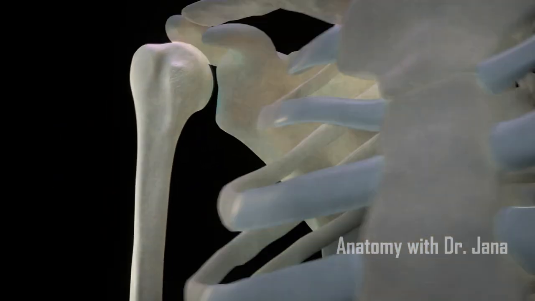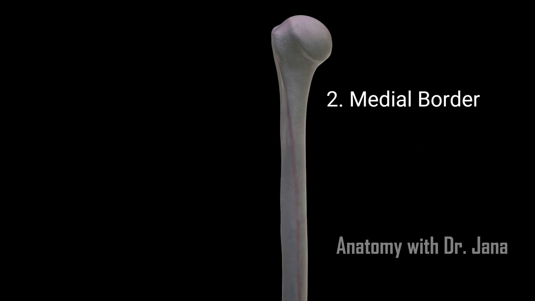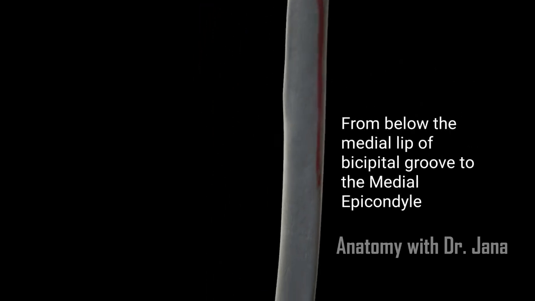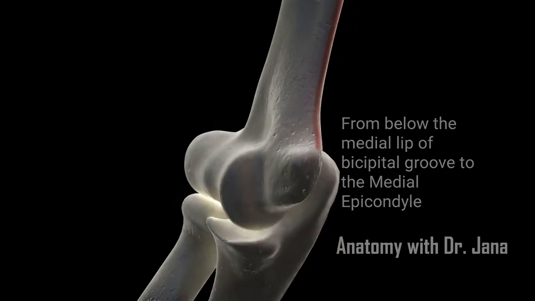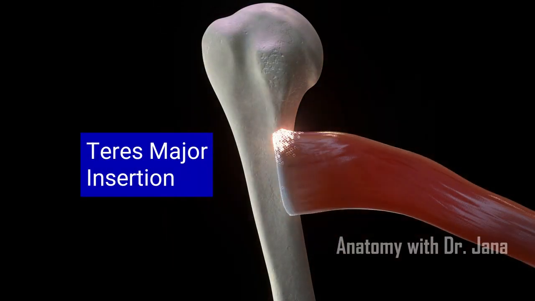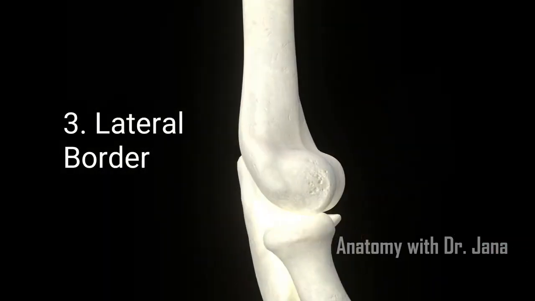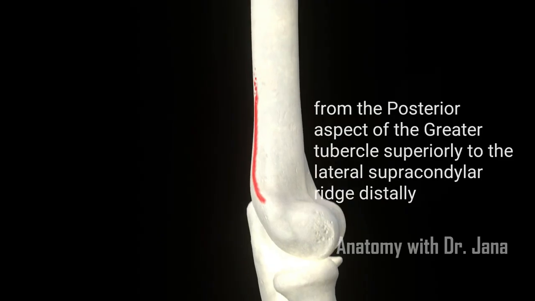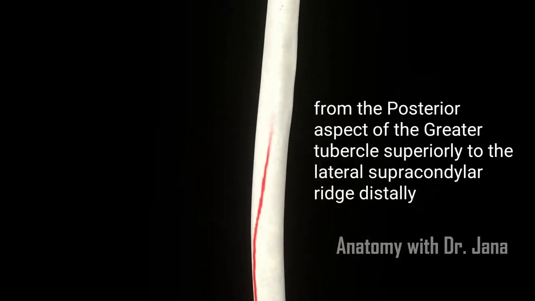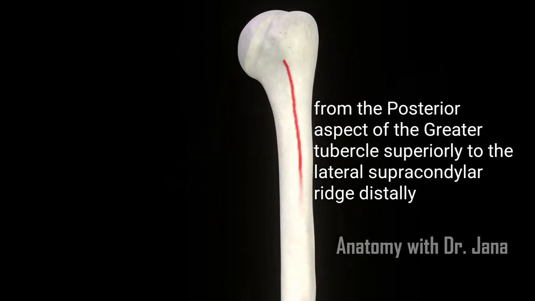Next, let's discuss the medial border. The medial border extends from the lower part of the medial lip of bicipital groove till the medial condyle in the lower end. In the upper part, it receives the insertion of the teres major muscle. Next, let's discuss the lateral border. The lateral border extends from the lateral epicondyle upwards. At the level of the deltoid tuberosity, the lateral border fades. And finally, it ends on the posterior part of the greater tuberosity.